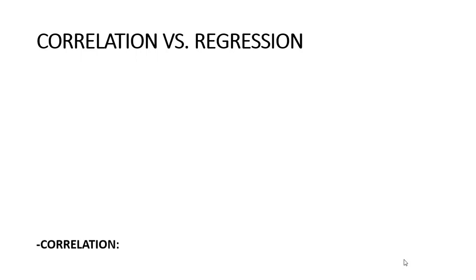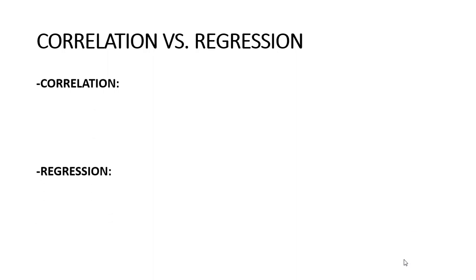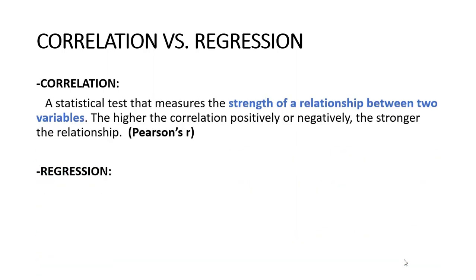First, let's define and see what the difference is between correlation and regression. Correlation is a statistical test that measures the strength of a relationship between two variables. The higher the correlation, positively or negatively, the stronger the relationship. And this is measured in what we call Pearson's R value. We talked about this in our last video.